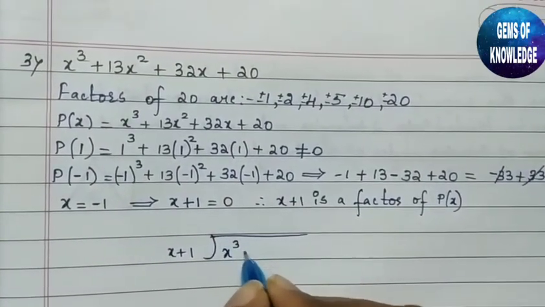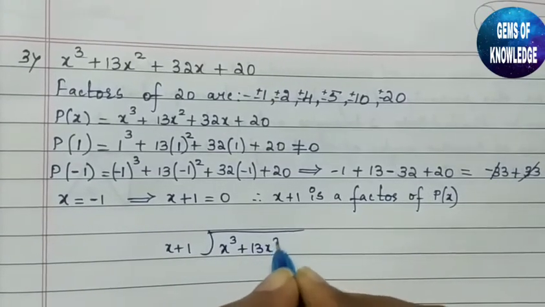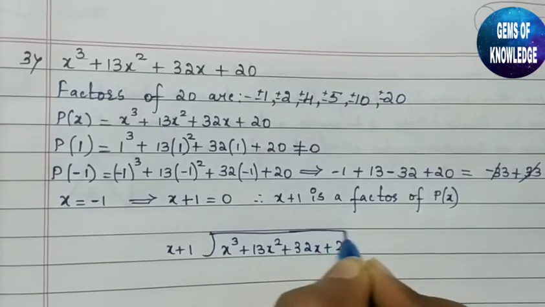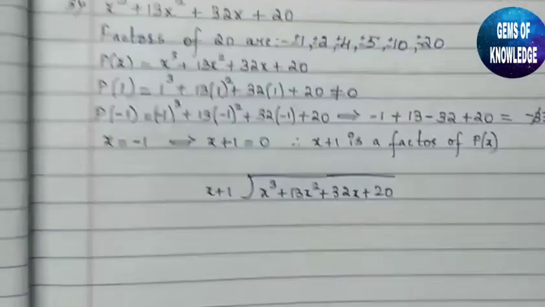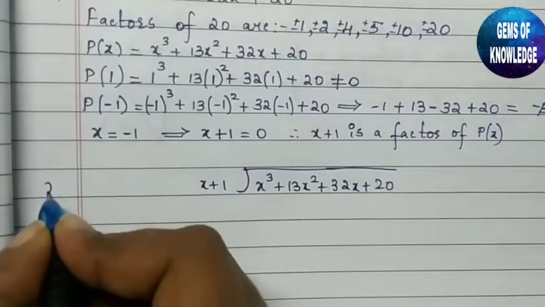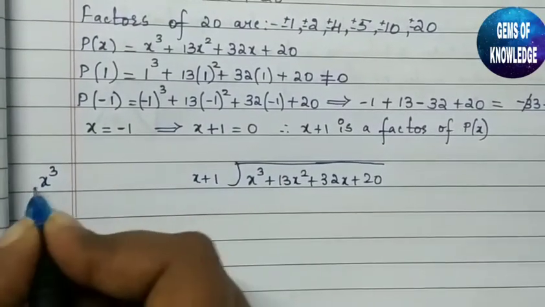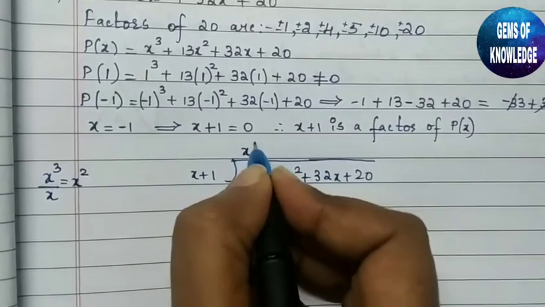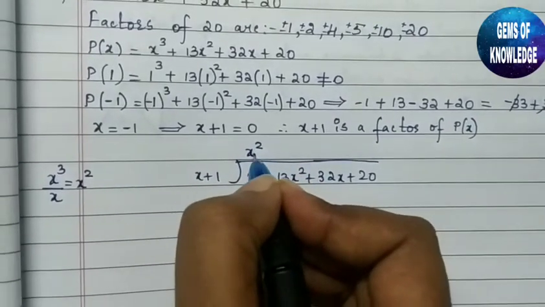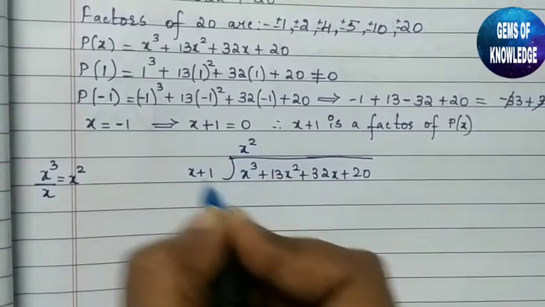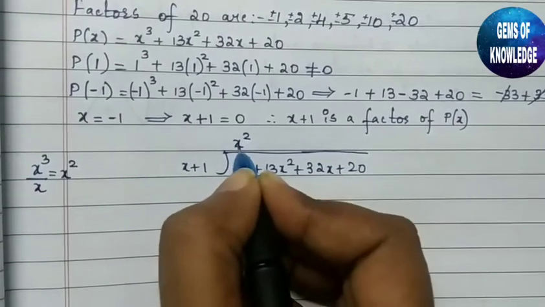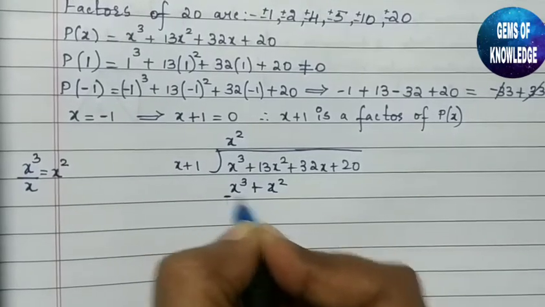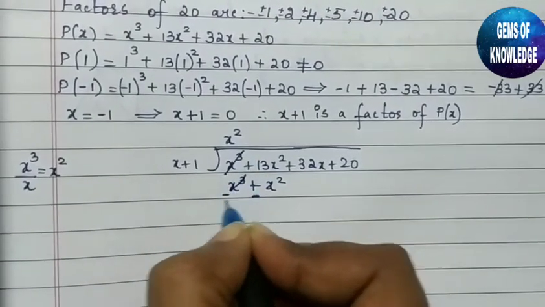Okay, so now we should consider x plus 1 and we must solve this completely using long division, that is x cube plus 13x square plus 32x plus 20. So the first term is given as x cube over here. This x cube must be divided by this x. So what are we getting? x square we are getting. As usual we need to write this x square here, and x square into x will be x cube. x square into 1 will be x square. Again the signs will be changed. This and this will be cancelled.